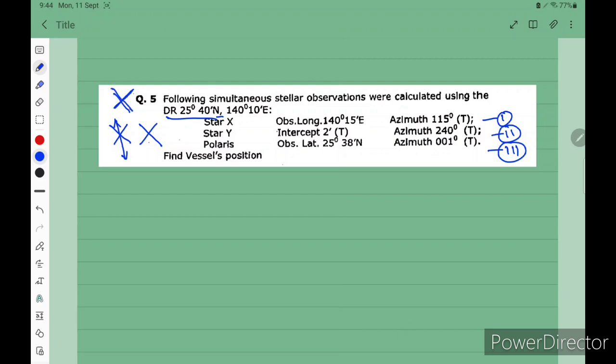Now we have to solve this numerical. So this funda is clear: which line passes from where.